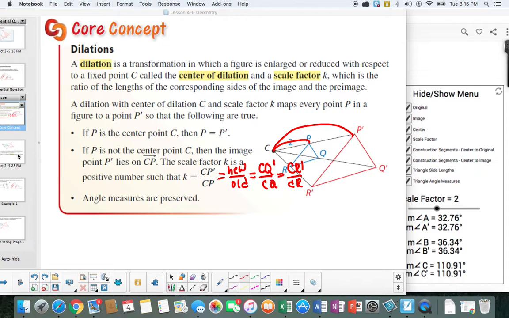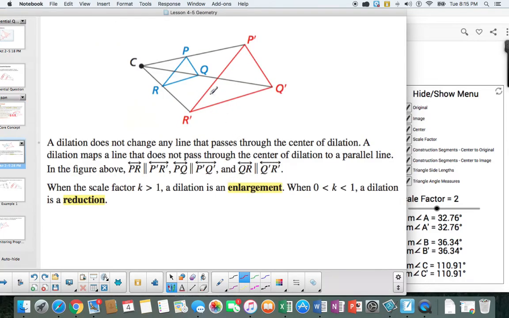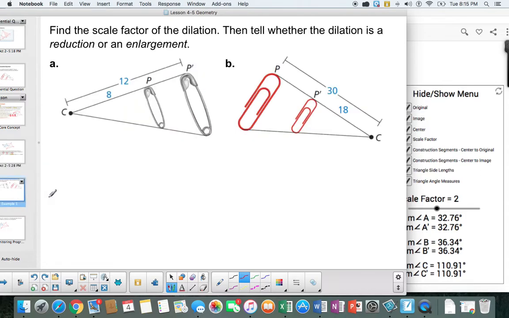Okay, let's take a look at the mathematics that's going on here on a dilation. These lengths are moving, but what's happening is these sides of the figures are parallel to each other. So we have this parallel property happening when you compare all the sides. When k is greater than 1, it's an enlargement. When k is between 0 and 1, it's a reduction. Let's take a look at this.